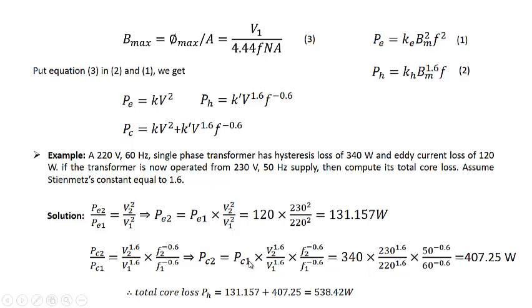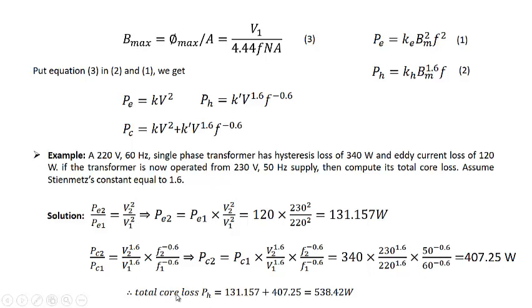That is equal to, PH1 is given as 340. This is 340 multiplied by V2 is 230, V1 is 220, whole raised power 1.6. We can write it like this. F2 is now 50 Hertz, F1 is 60 Hertz. It is 50 by 60 whole raised power minus 0.6. It comes out to be 407.25 watts.